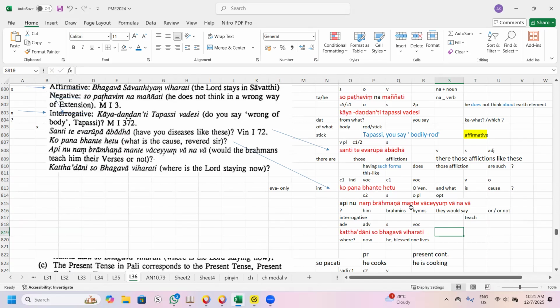"Nam, Brahmana, Bante, Cheyum, Wa." This is yes and no, sir. Yes, this is "wa nawa". Okay. So this one is interrogative. This is an adverb, interrogative. So what you do is, this is "him". This is the subject. This is the object, plural object. This is "mantra". Sanskrit is mantra. So Pali is "manta". Okay.